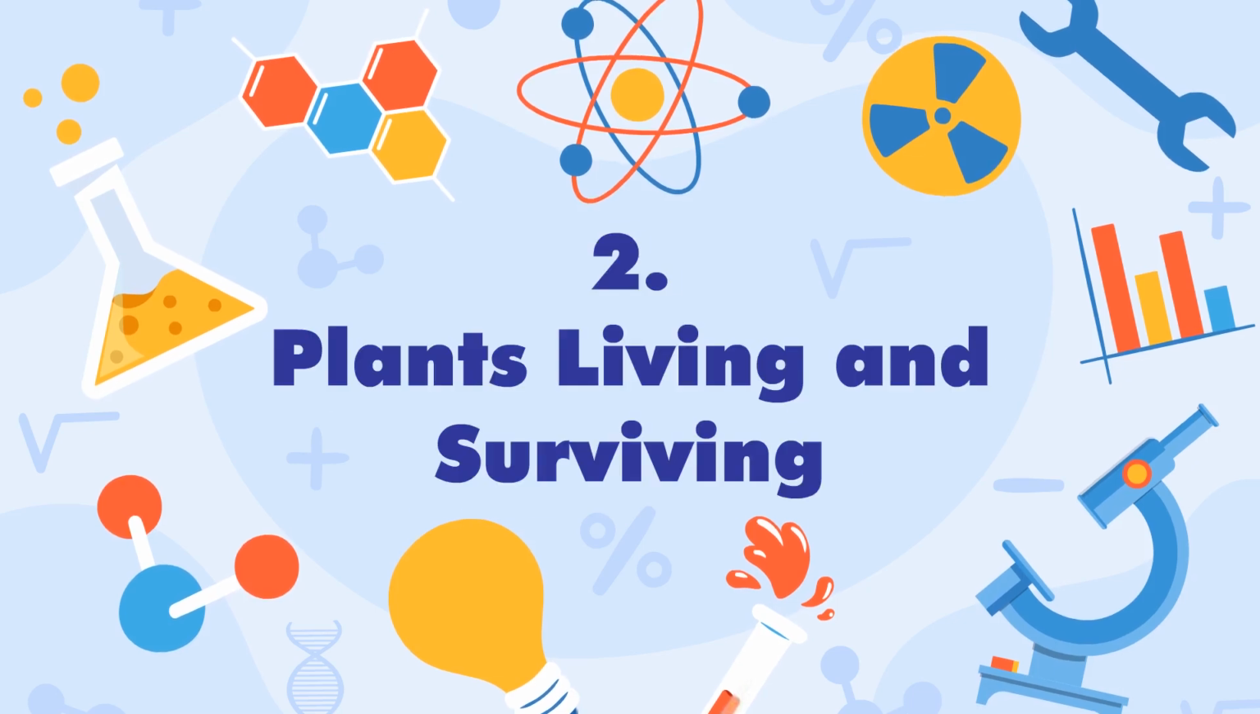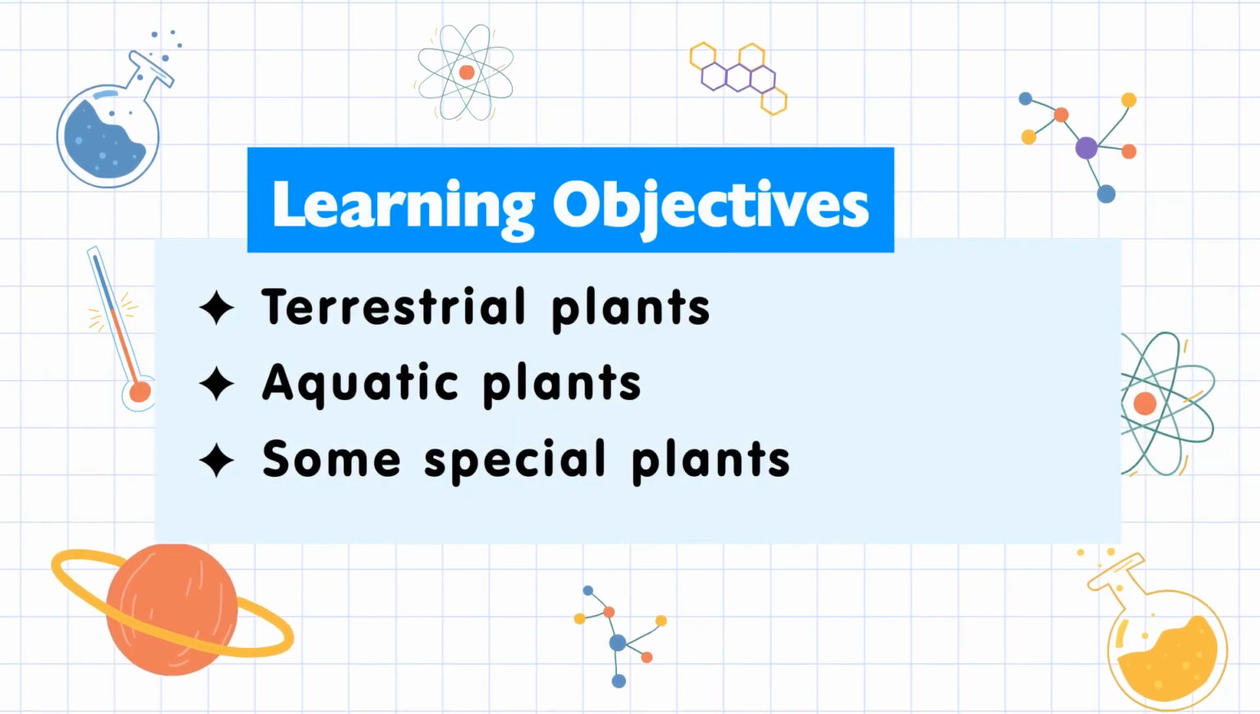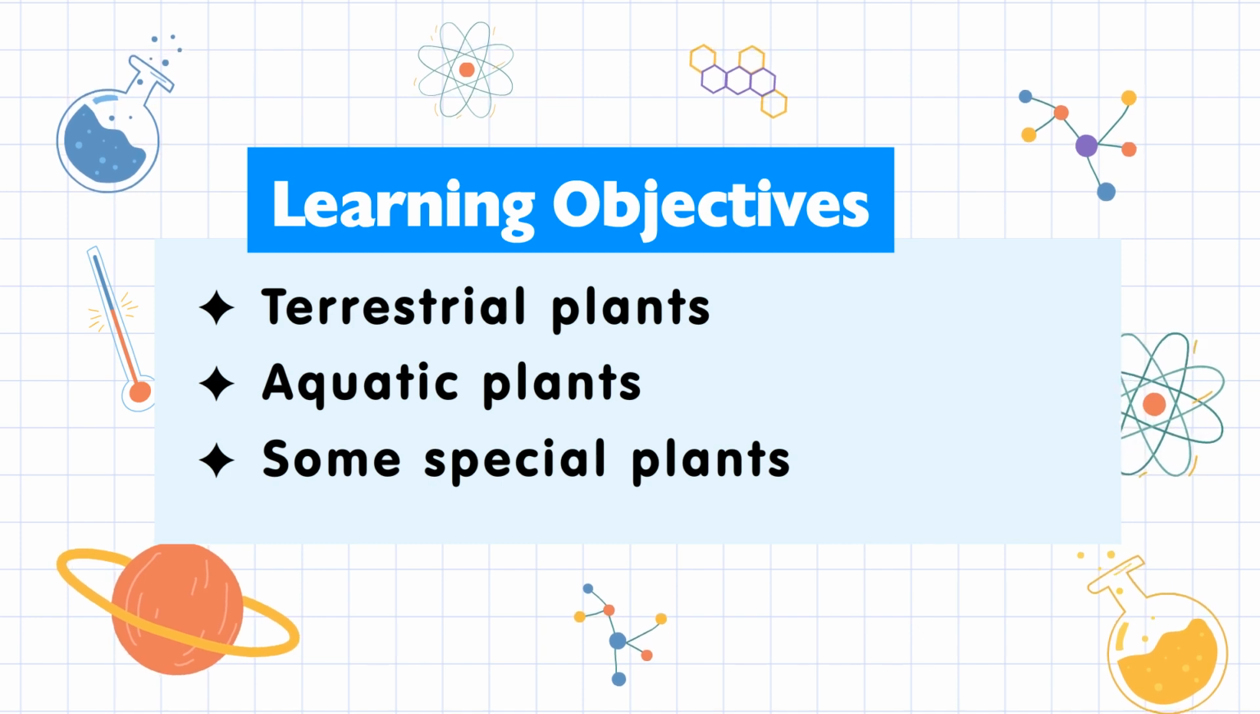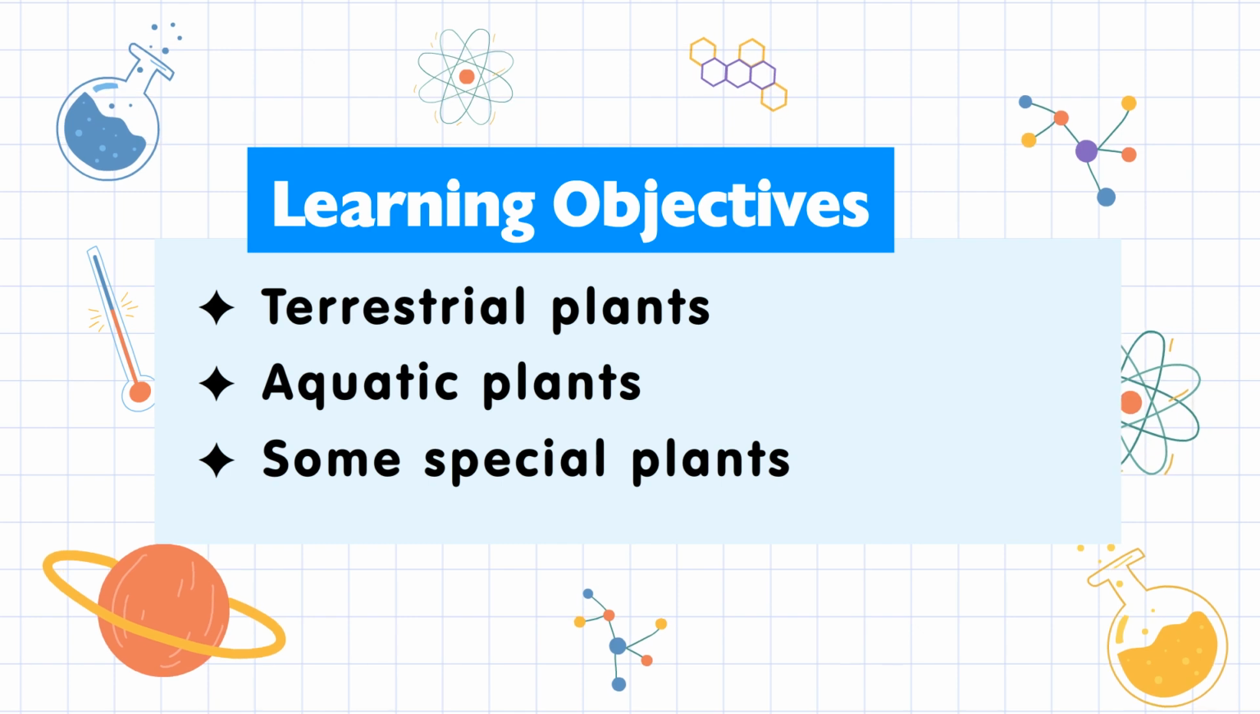Chapter 2: Plants Living and Surviving. Learning Objectives: Terrestrial plants, aquatic plants, some special plants.